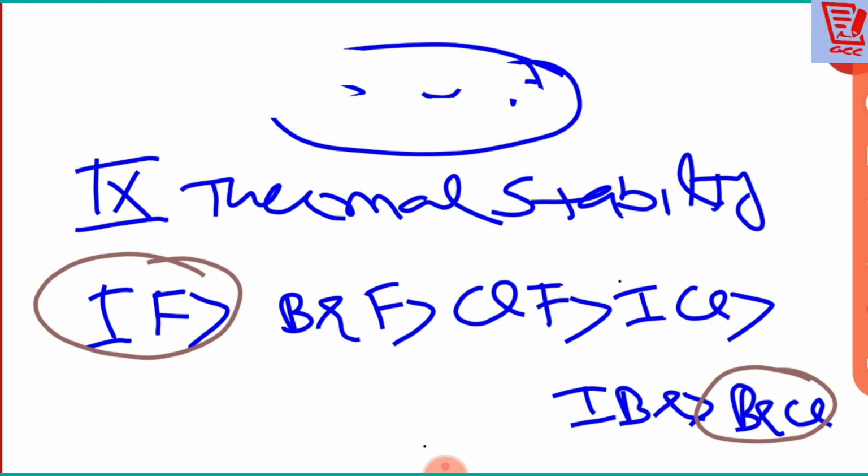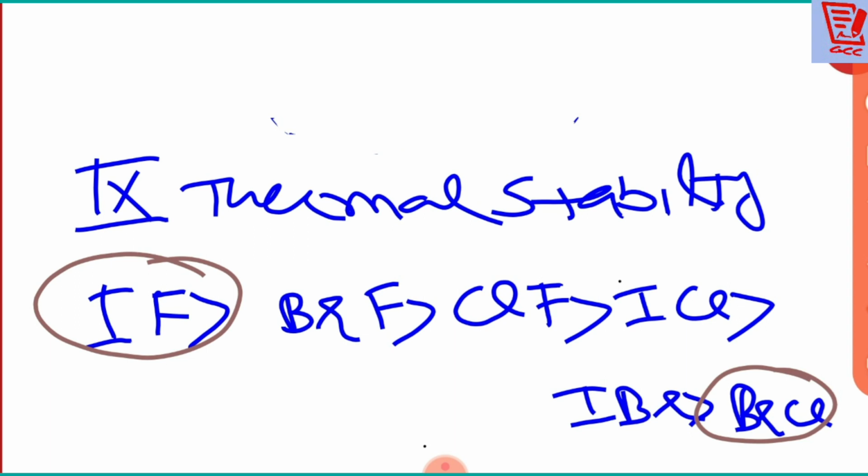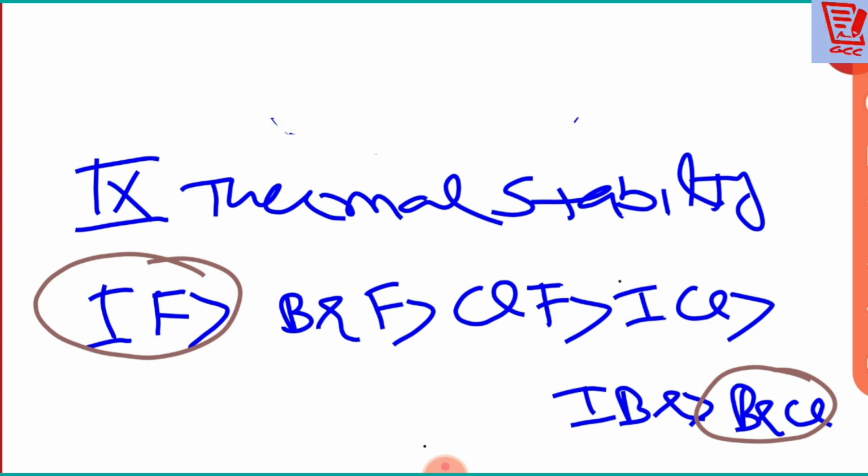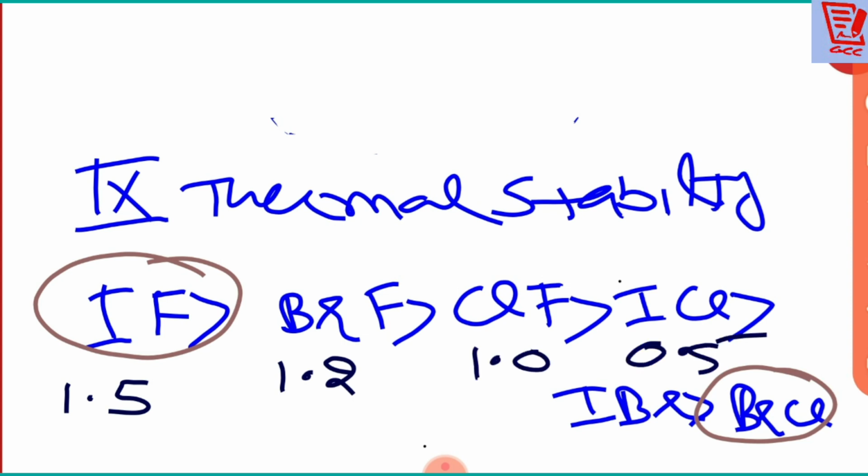Can you guess why it is so? The thermal stability depends upon the difference of electronegativity between the two atoms. For IF the electronegativity difference is 1.5, here it is 1.2, here 1.0, here 0.5, here 0.3, and for the last one it is 0.2. The electronegativity difference is maximum in the IF case. That is why the bond will be stronger and the thermal stability will be more. Is that clear?